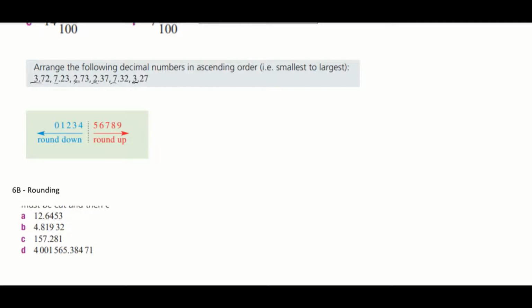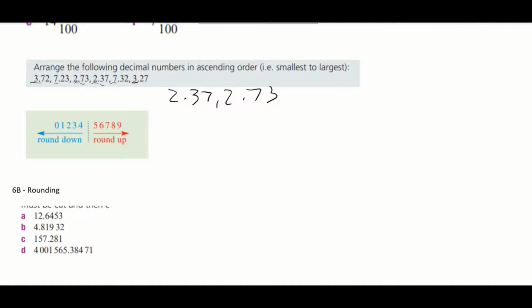Now in the tenths column, it's got a 7 and it's got a 3. So obviously 7 is bigger, so we want the smaller one. So 2.37 will be 1. Then obviously there's only the other 2, so it'd be 0.73. Then we go back to the drawing board and we look at the ones again.